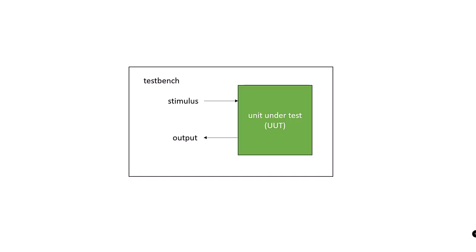We can use simulators to help us analyze and debug our logic circuits. We call the circuit itself that we're designing the unit under test, or UUT. The simulation code that surrounds the unit under test is known as a test bench, as an analog to how we would physically test a circuit. The test bench provides a stimulus to the unit under test and observes the output.